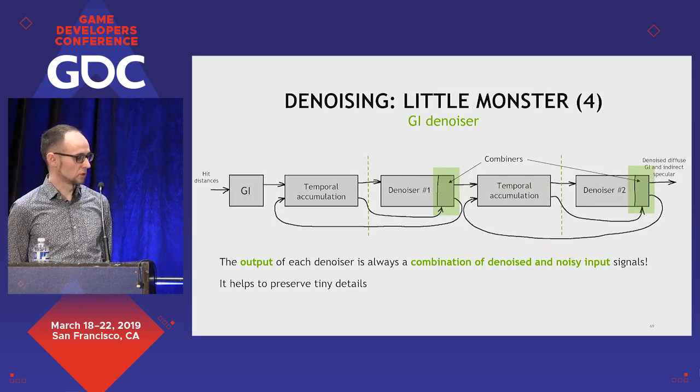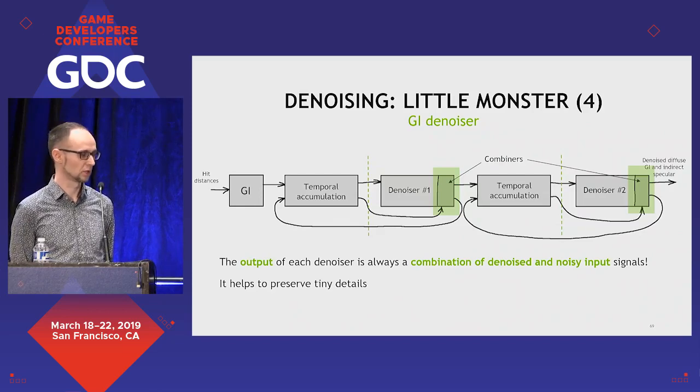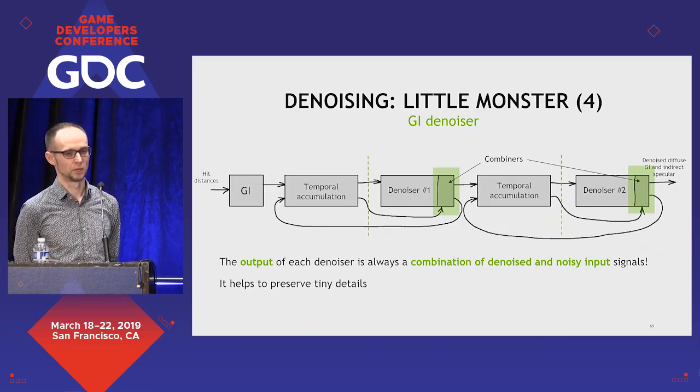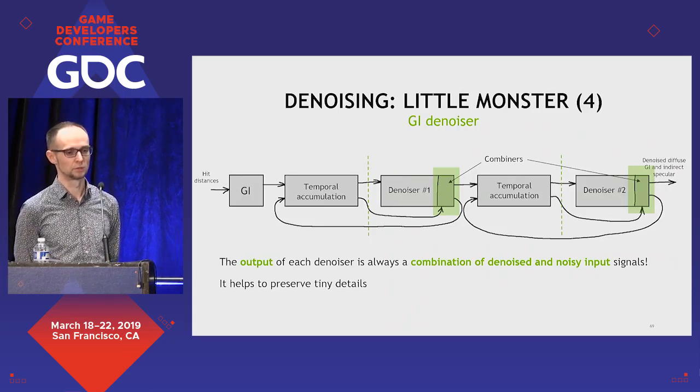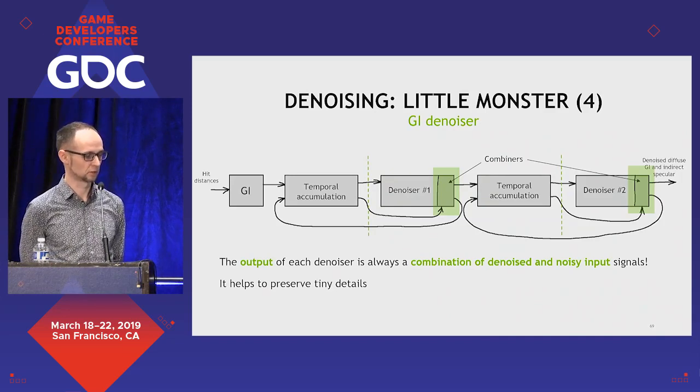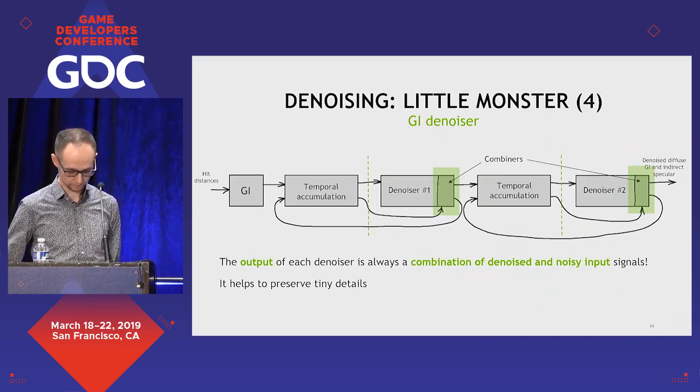A combiner just uses lerp function to mix denoised and noisy signals. It helps to preserve tiny details here and there. And don't forget that the output of each pass goes to a temporal feedback, because our idea is to accumulate various frequencies and avoid accumulating long, low frequencies only. Because even spherical harmonics resolve won't be able to hide all artifacts if low frequencies only get accumulated.